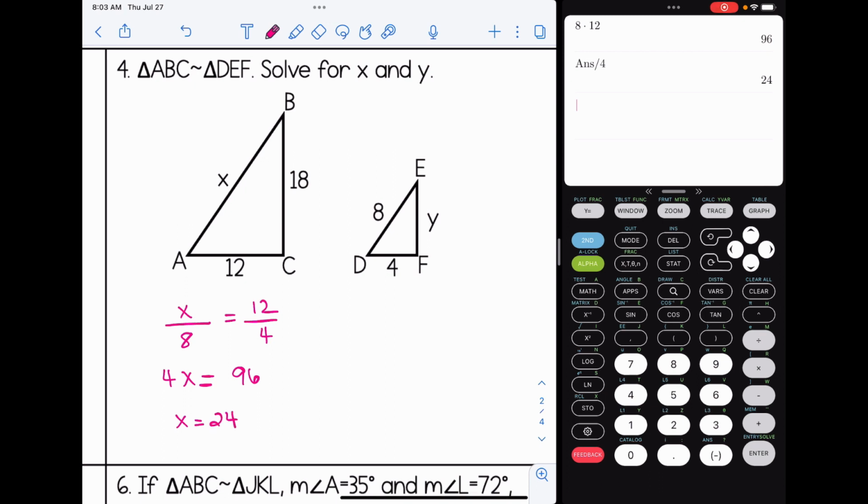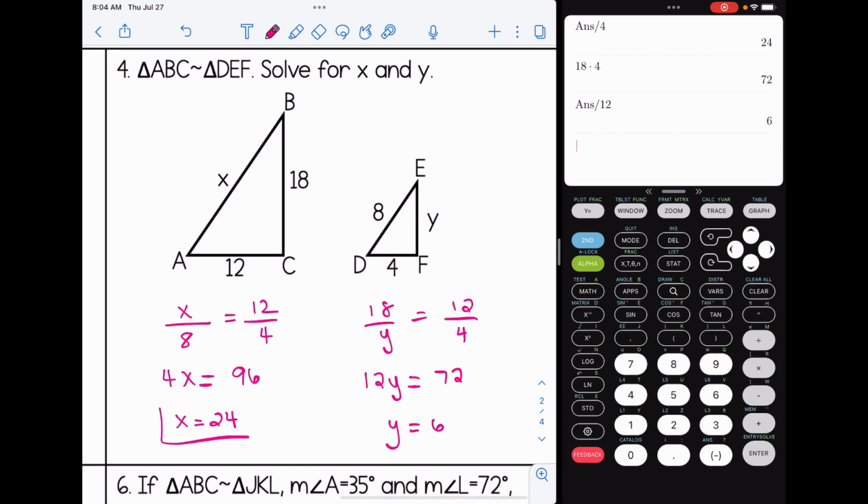All right, to find y, well, 18 and y correspond, and I'm just going to use the 12 and the 4 again. You could use the 24 and the 8, though, the new value of x. That would work. So 12y is equal to 72, divided by 12, and y is 6. So we have our two answers for x and y now.